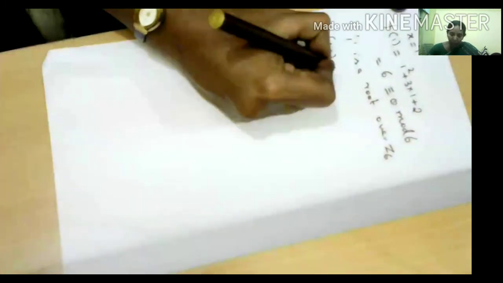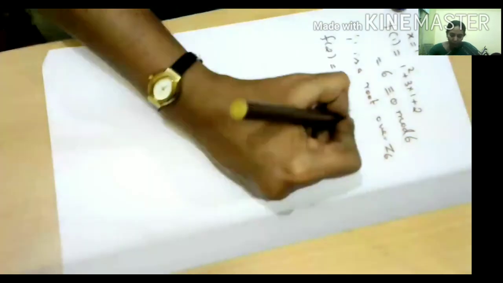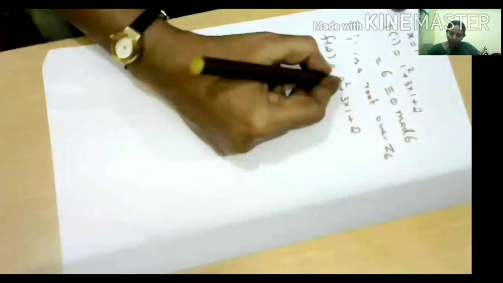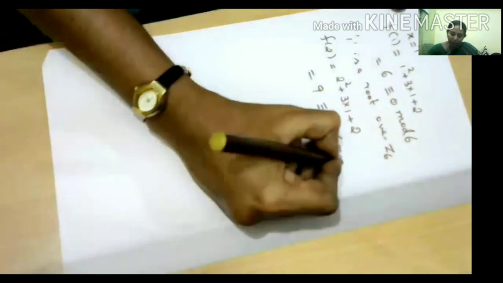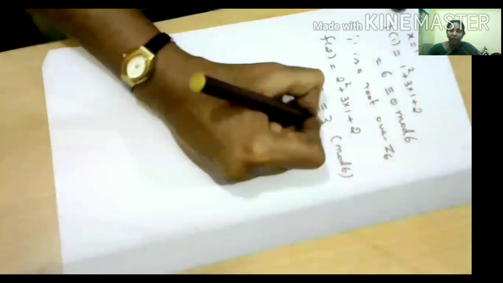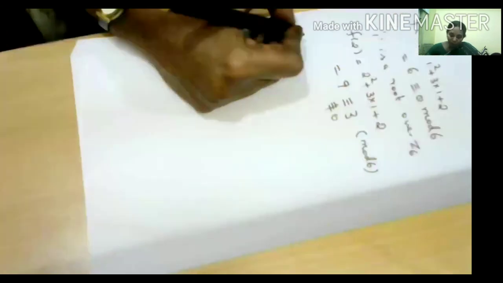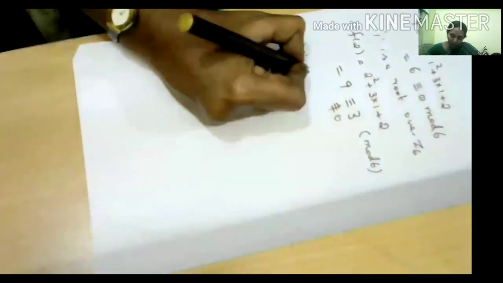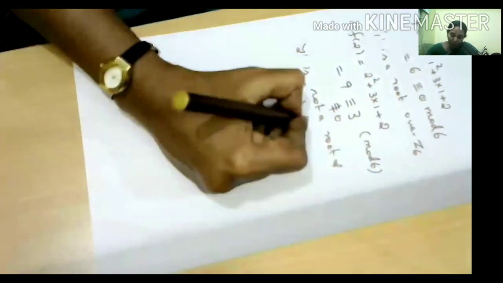Again check the next element, 2. Find the answer for f of 2: 2 square plus 3 into 2 plus 2. The answer is 4, 7, 9. 9 mod 6: the remainder is 3, so it is not congruent to 0. Therefore 2 is not a root of f of x over Z6.